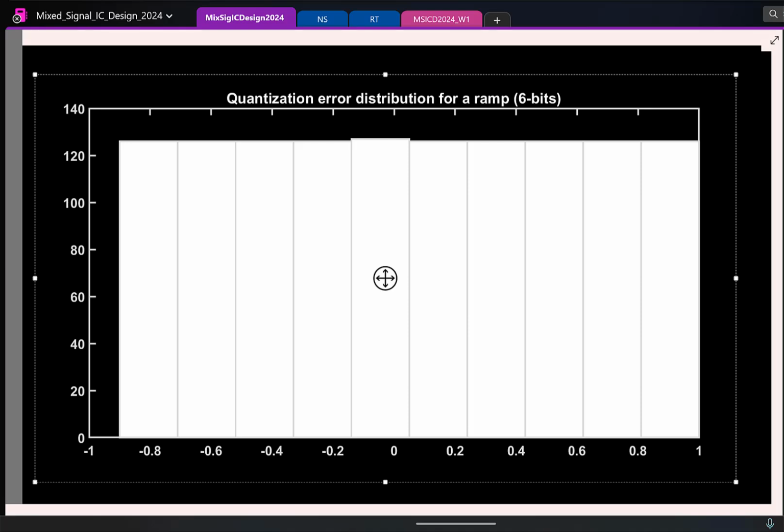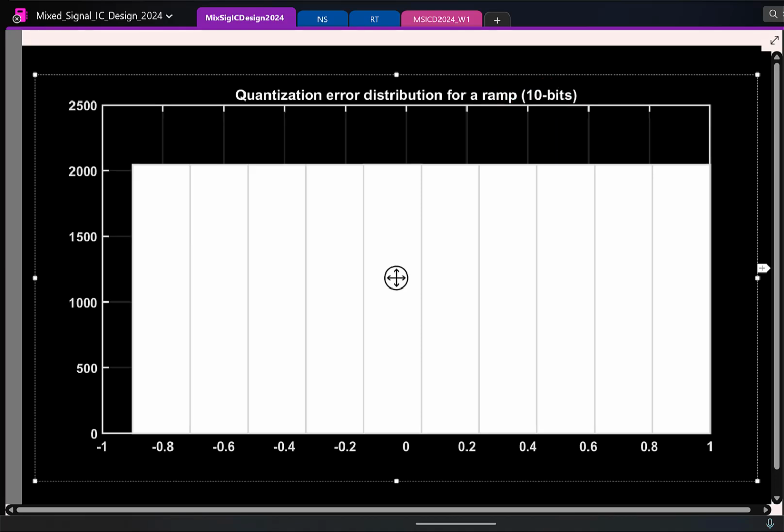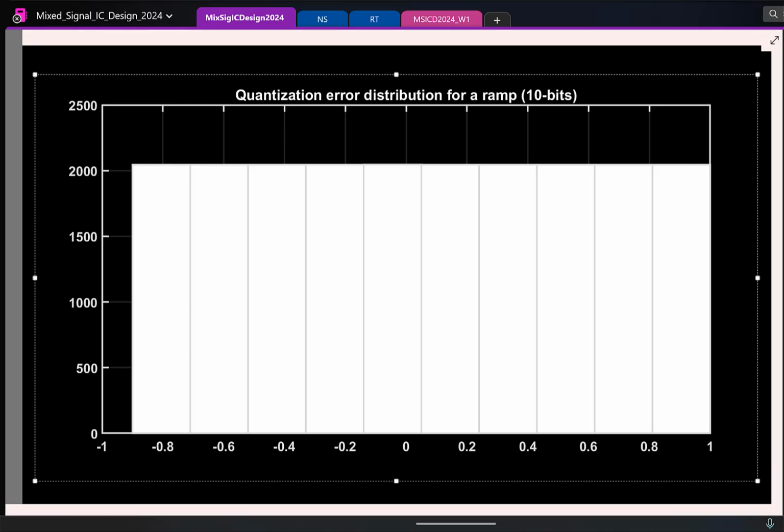You know what a histogram is, right? It's a proxy for the probability density function. If I normalize it by the sample size, I get the density. And as you see, it's almost flat. This is with a 6-bit quantizer. And if I do this with a 10-bit quantizer, it once again looks pretty good. But let's not make any conclusions, because in practice we are not dealing with ramp signals.